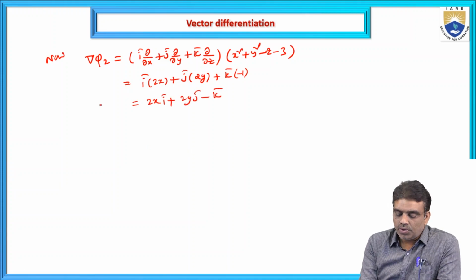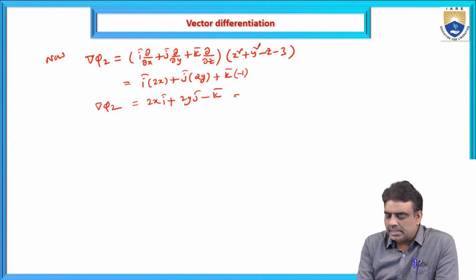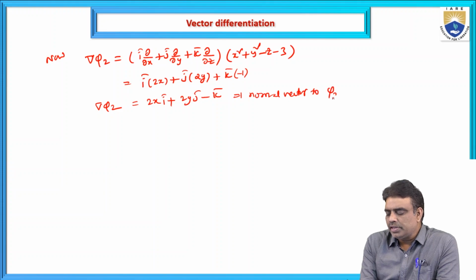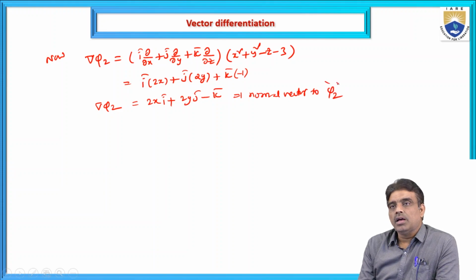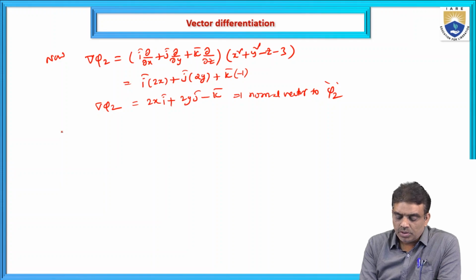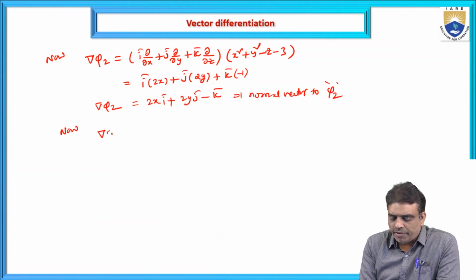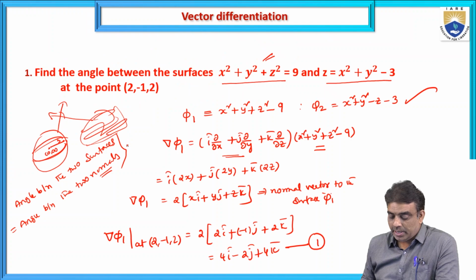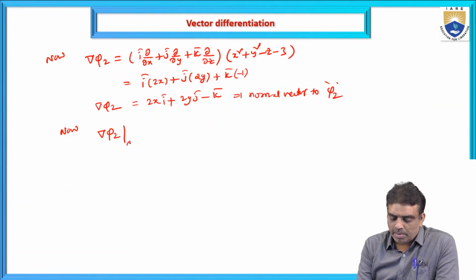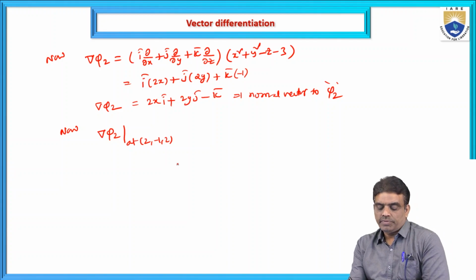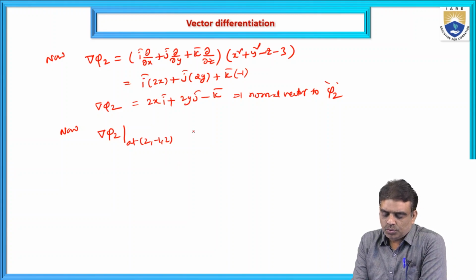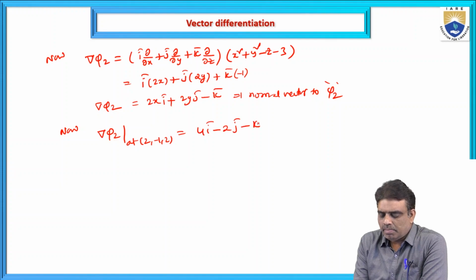This is the normal vector to the surface phi 2. Now, grad phi 2 at the point, what is the point? (2, -1, 2). So what will it give? 2 into 2, 4 i bar, 2 into minus 1 into j bar, minus 2 j bar, minus k bar.